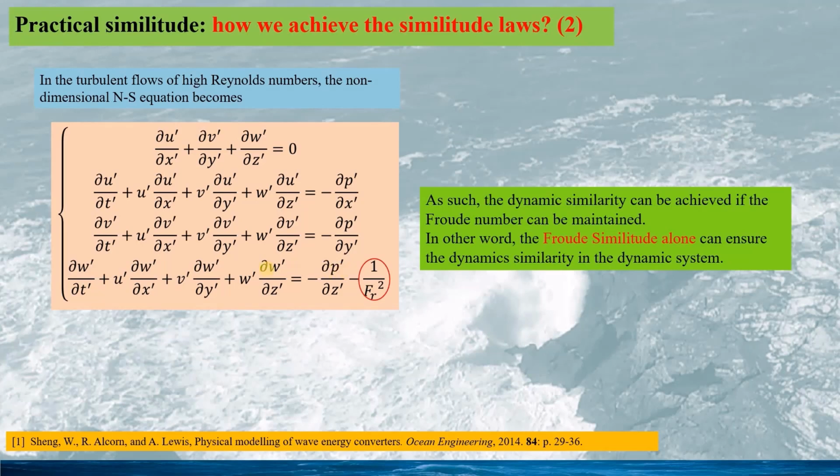As we have shown in the previous examples, the requirements of the Froude similitude can be easily satisfied for scale models. This is why for most of the model tests of marine structures, Froude similitude is the sole similitude, and the Froude similitude alone could guarantee the dynamic similarities for the scale model test.